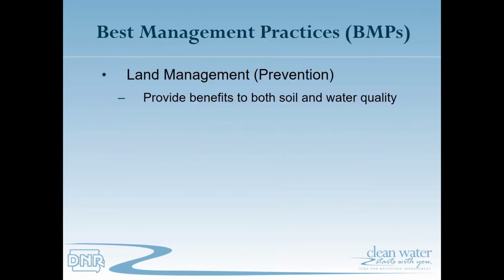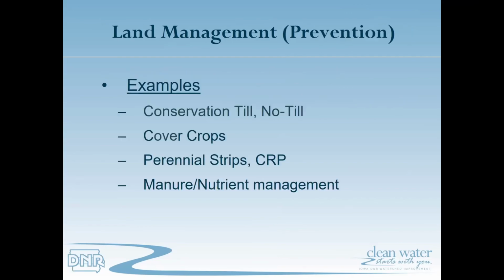So when we look at that phosphorus eventually making its way through the watershed to the lake, we want to prevent it, first of all, from even leaving the watershed. And that can actually provide benefits to both soil and water quality. If you can imagine examples of these, conservation till, no-till, cover crops, things like this, what they all have in common is their main goal, in regards to phosphorus transport, is to try to stop that phosphorus from even moving.